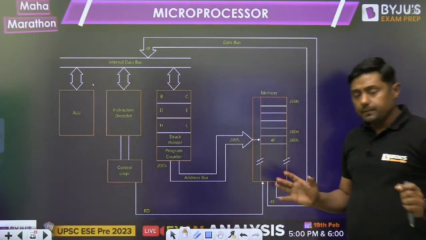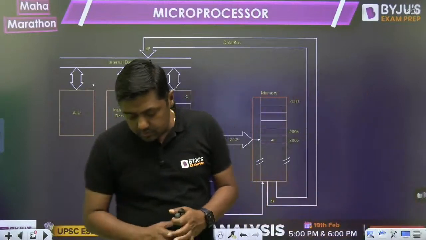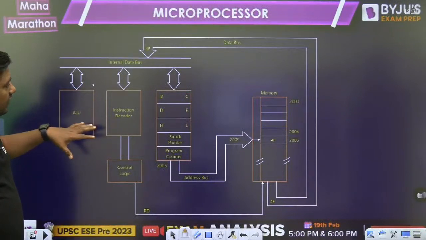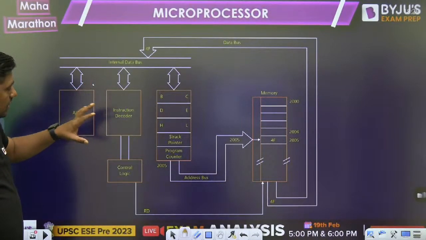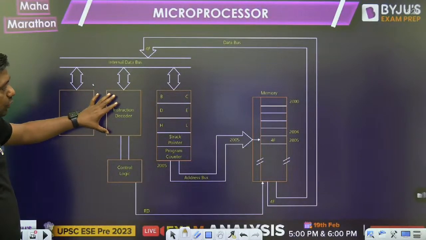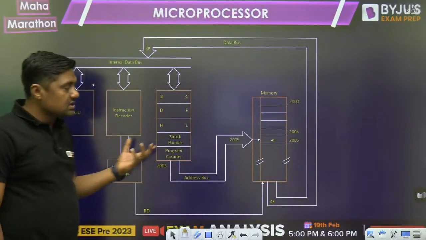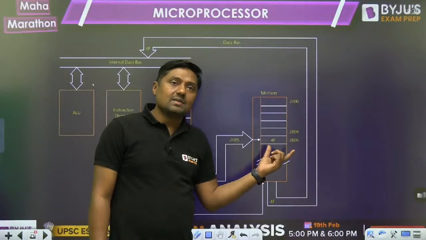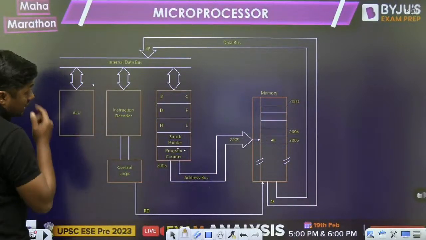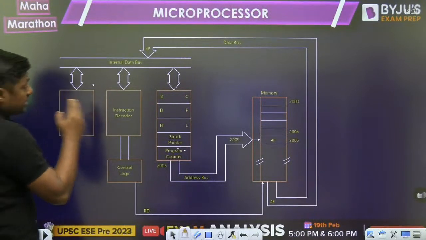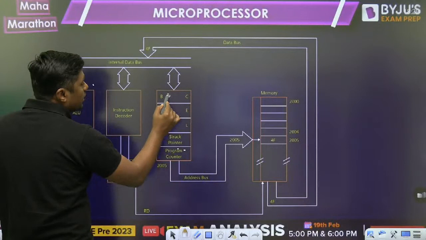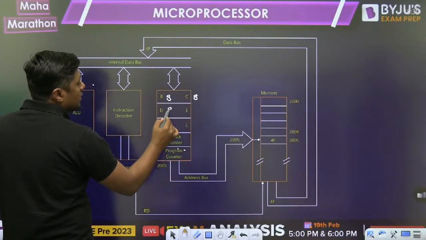Now, internal architecture means what we are having: ALU, that is called arithmetic logic unit. Then there is an instruction decoder. Then there is a memory outside the microprocessor. This is the inside portion, and this is called internal data bus. And there are registers B, C, D, E, H, L. In every register, we can store 8 bit of data.